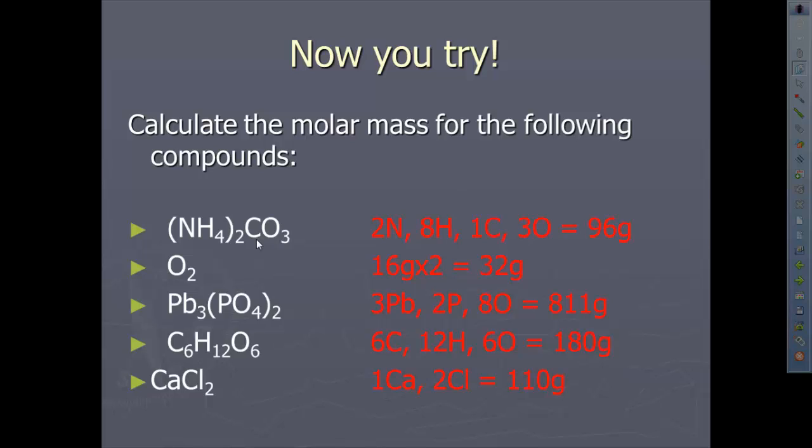And finally, calcium chloride is the last compound. There's 1 calcium and 2 chlorines. Multiply each one of those by the molar mass from the periodic table. Calcium has a mass of 40 grams, and chlorine is 35 grams. When you add all that together, you should get a molar mass of 110 grams for 1 mole of calcium chloride.